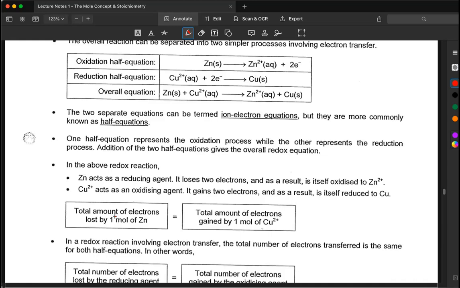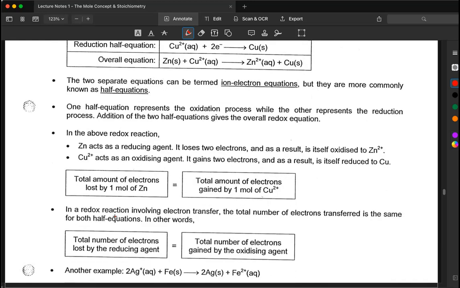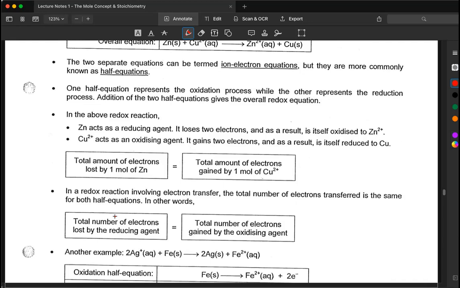So it loses 2 electrons, so it was oxidized to zinc 2+. Copper 2+ is the oxidizing agent. It gains 2 electrons and is reduced to copper. So you need to understand that the amount of electrons lost by 1 mole of zinc will be equal to the total amount of electrons gained by 1 mole of copper 2+. In other words, the total number of electrons lost by the reducing agent will be equal to the total number of electrons gained by the oxidizing agent.